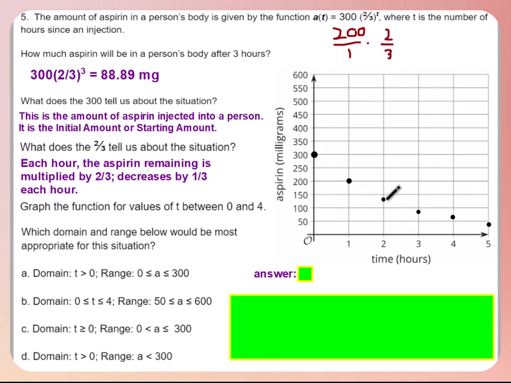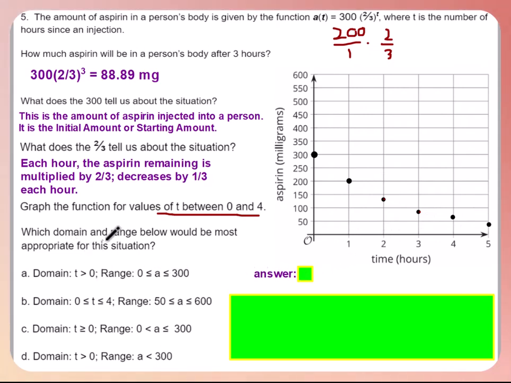400 divided by 3 is somewhere between 100 and 150. Again, relying heavily on the calculator. Get that amount, multiply by 2/3 to get how much is remaining in that next hour, and then in the 4th hour you keep multiplying. Alright, so graph, either use a table, but you need to use your calculator to get those exact amounts.